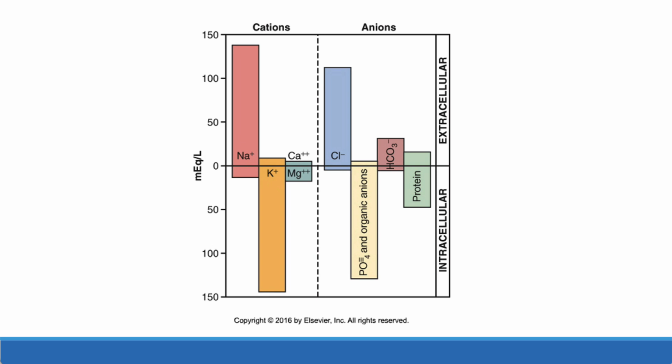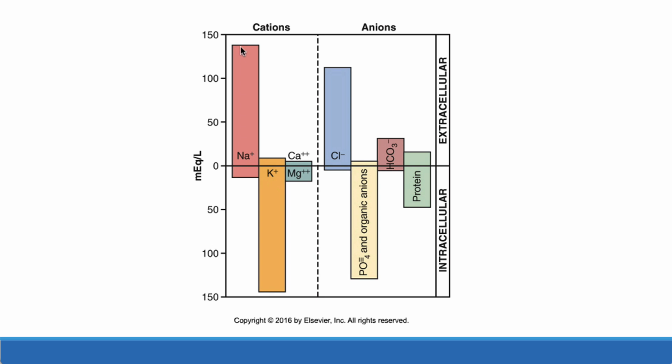So I got this from a medical physiology textbook. I love it. This is the extracellular fluid. This is the intracellular fluid. Notice what's mostly intracellular: phosphate and some other organic anions, protein, mostly concentrated inside the cell. Potassium is almost all inside the cell. And look at this. Sodium is almost all outside the cell.